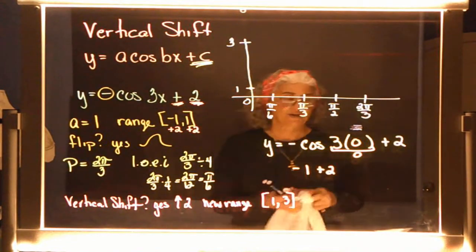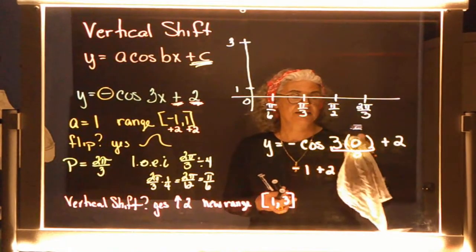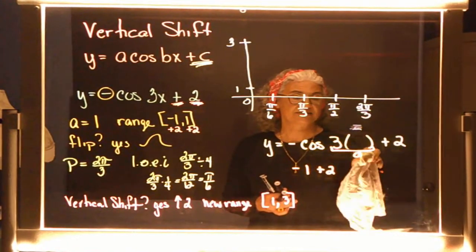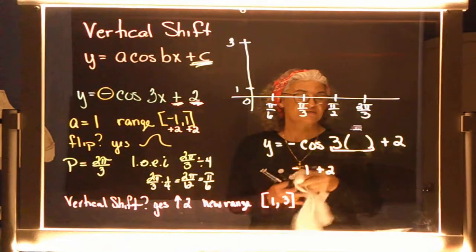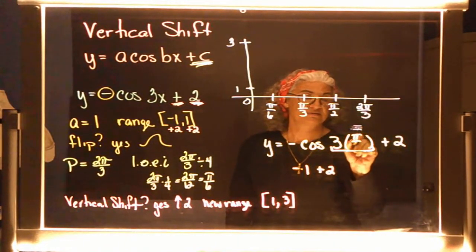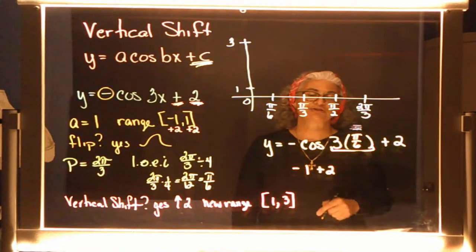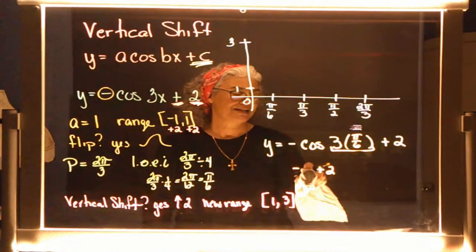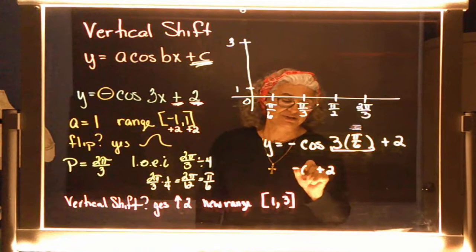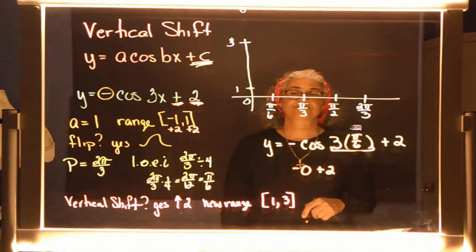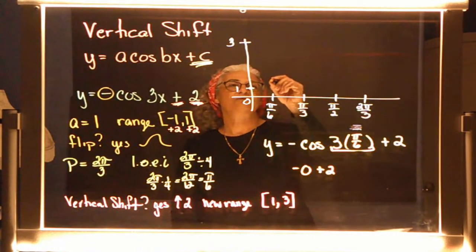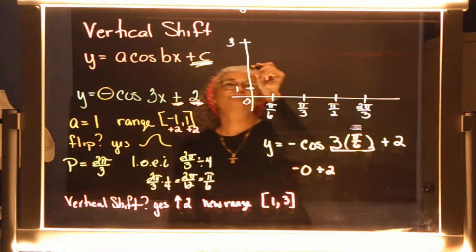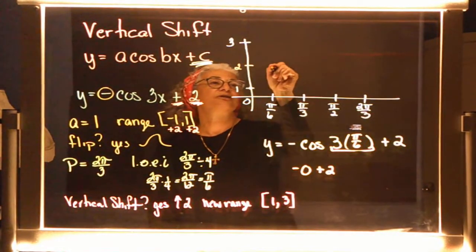Okay. And now I am plugging in pi over 6. And pi over 6 times 3. Yep, pi over 2. And what's the cosine at pi over 2? Yeah, that's a 0. So what's a negative 0 plus 2? Yeah, it's 2. Huh. That's kind of interesting. 2. All right.